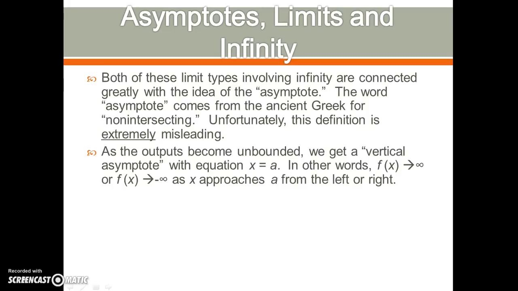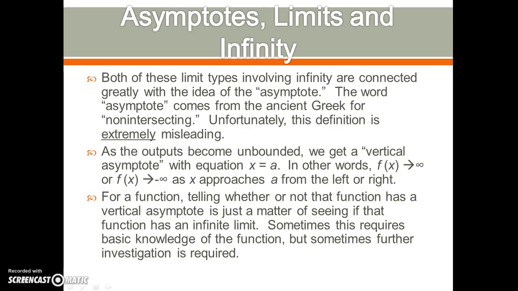As the outputs become unbounded, we get a vertical asymptote with the equation x is equal to a. In other words, f of x goes to infinity or f of x goes to negative infinity as x approaches a either from the left or from the right. For a function, telling whether or not that function has a vertical asymptote is just a matter of seeing if that function has an infinite limit. Sometimes this requires you to know a little bit about the function. Sometimes you need to investigate using limits.